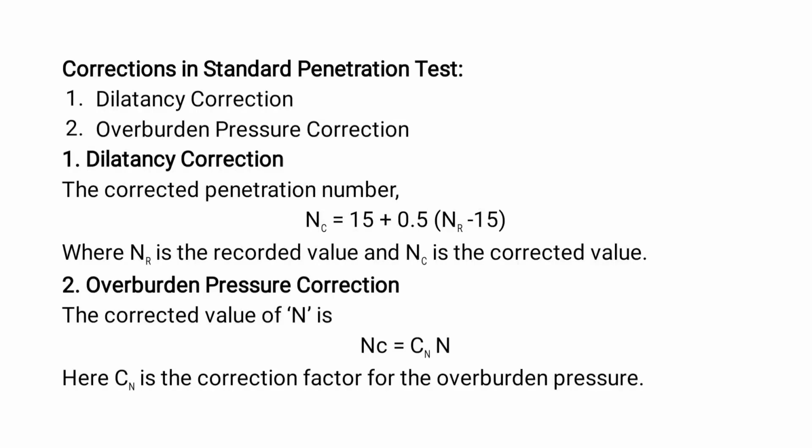So, due to this, two corrections may be made. First one is dynamic correction and next is overburden pressure. Dynamic correction: the corrected penetration number is NC equal to 15 plus 0.5 (NR minus 15). Here NR is the recorded value and NC is the corrected value. Next one is overburden pressure. Here the corrected value NC equal to Cn into N, where Cn is a correction factor for the overburden pressure.